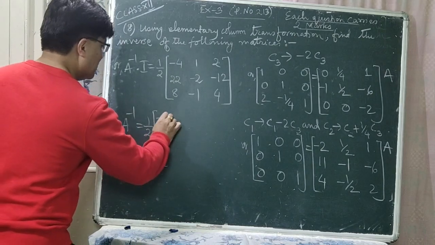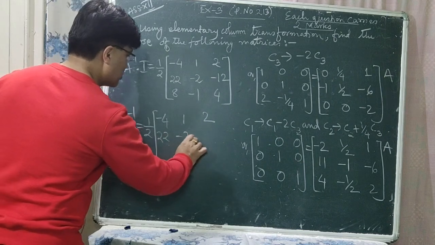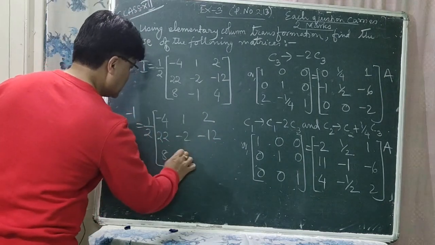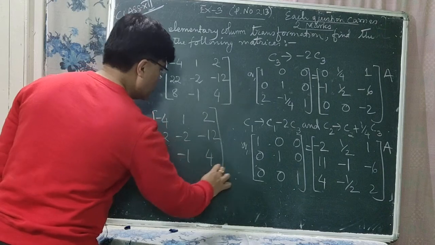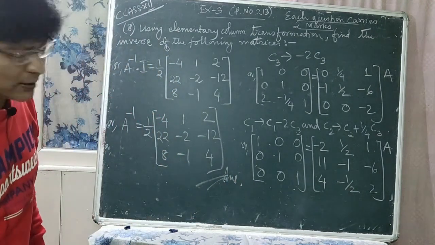Then what is the matrix here? Minus 4, 1, 2, 22, minus 2, minus 12. It is 8, minus 1, 4. So this is your final answer. So I think you have understood.